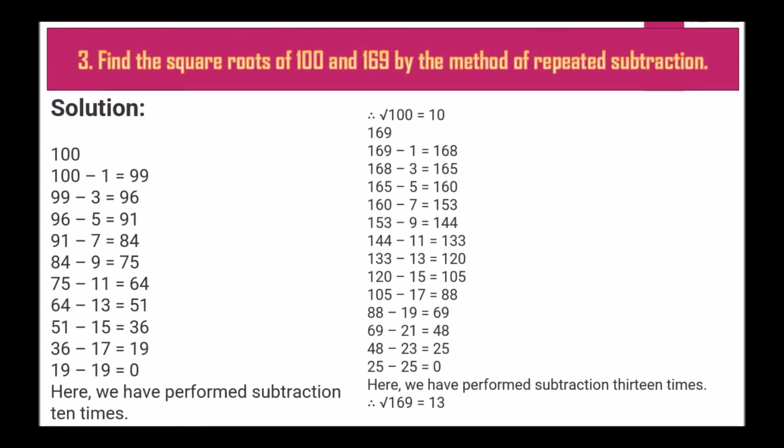Third question, find the square roots of 100 and 169 by the method of repeated subtraction. So 100 minus 1 is 99, 99 minus 3 is 96. This way we can do. Here we have performed subtraction 10 times. 169, same way we can do. So here we will perform the subtraction 13 times because it is the square of 13. We have to subtract only the odd numbers.